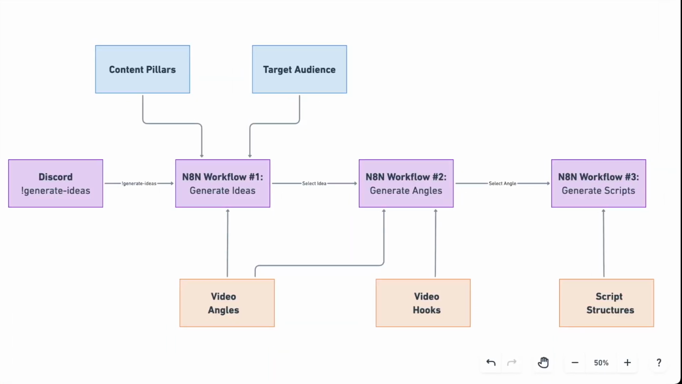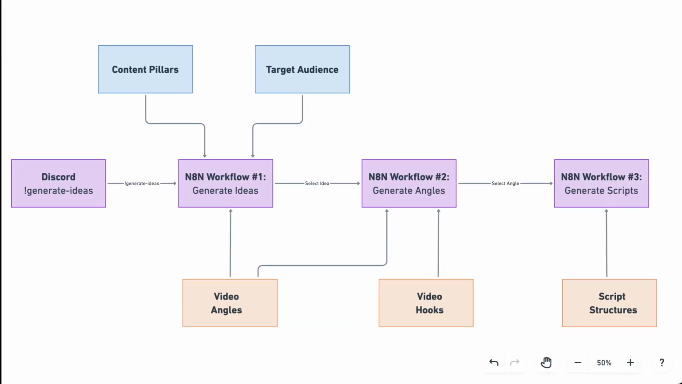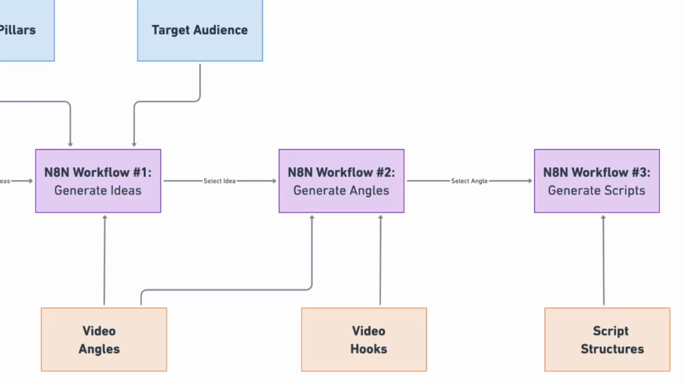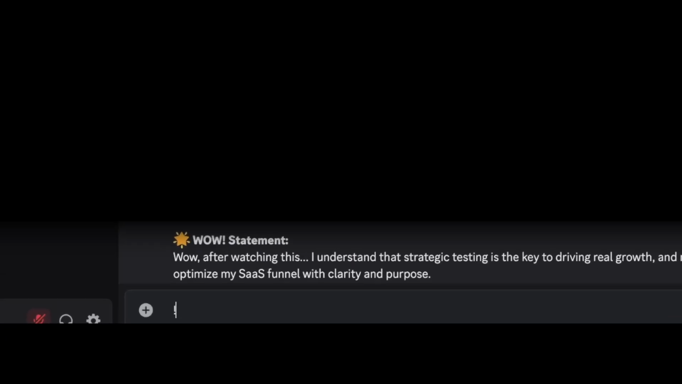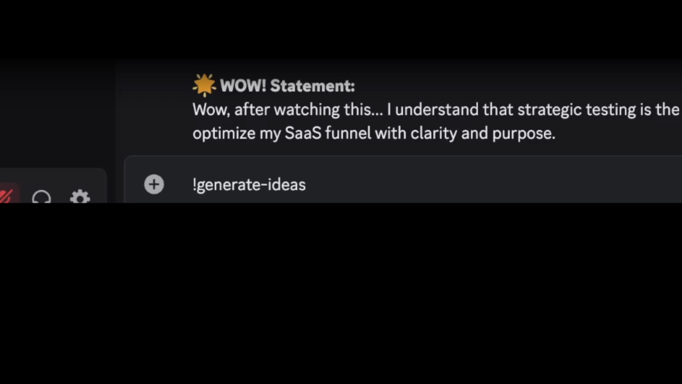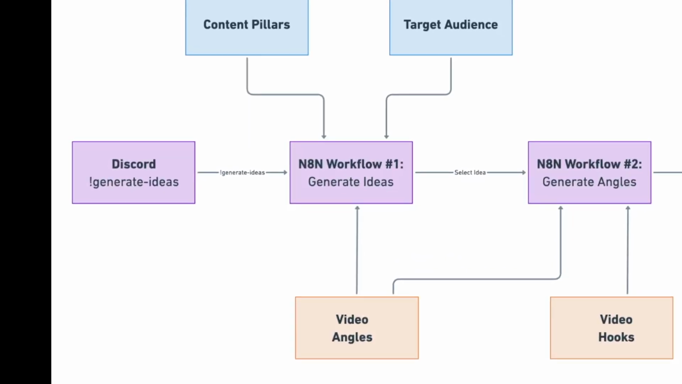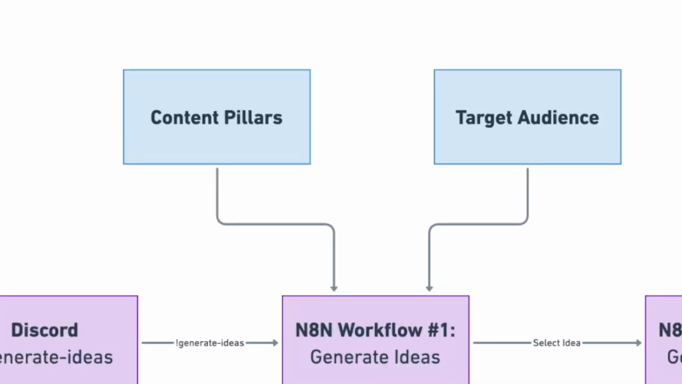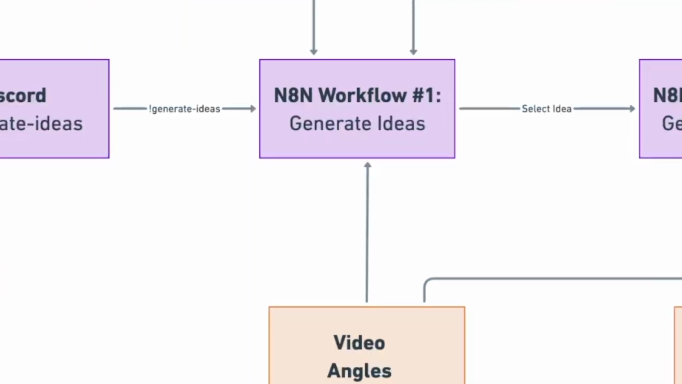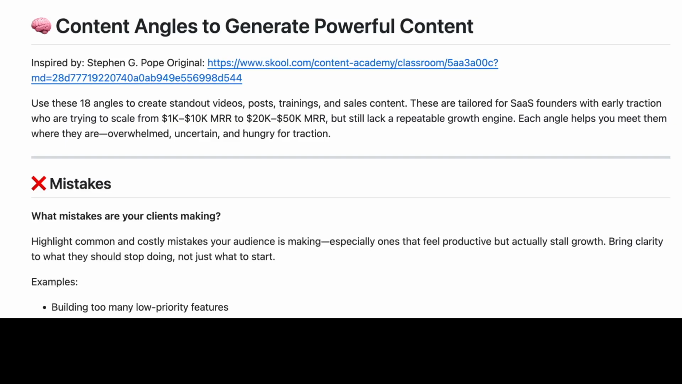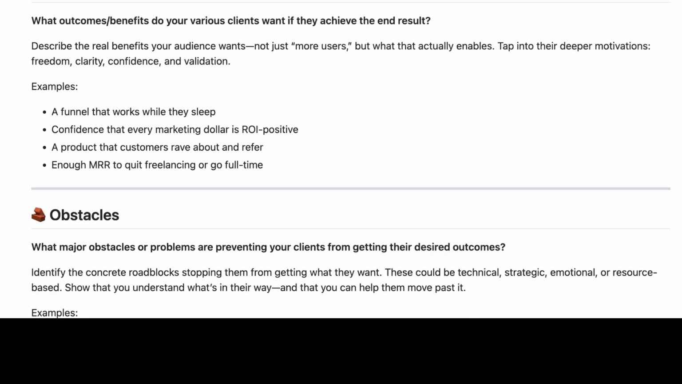Let's look at a high-level diagram of how the entire automation works. The automation has 3 workflows. The first workflow is initiated by Discord or Slack. In Discord, you'll run a command called generate ideas, and that will call the first workflow, which will use a set of inputs and will generate a list of ideas for you. Those inputs include 2 customized inputs that you provide and a third input, which is a context of different angles that can be used to generate videos.